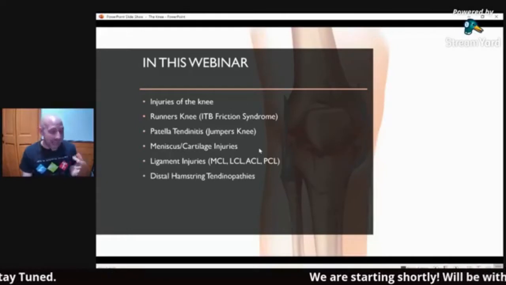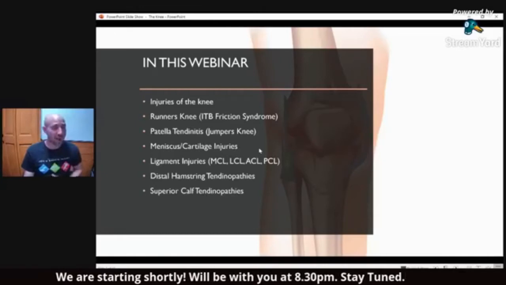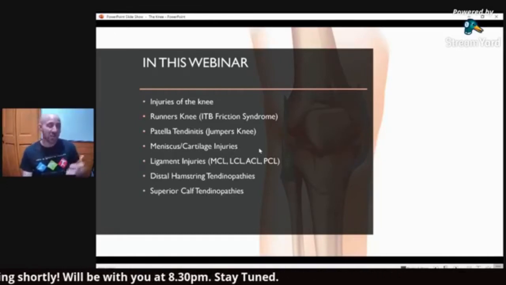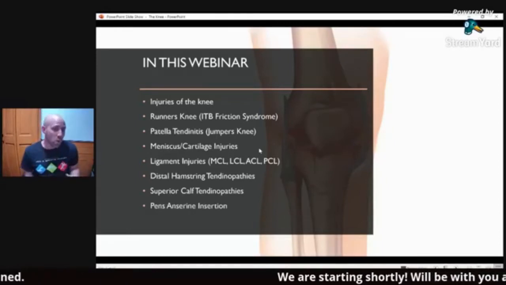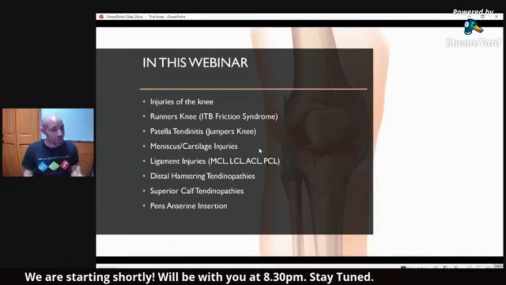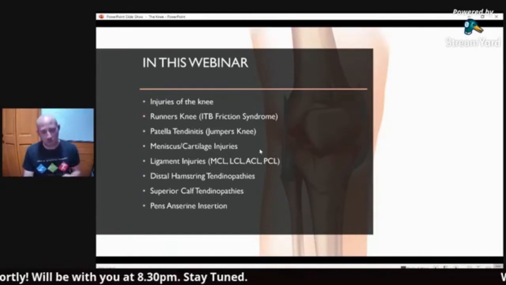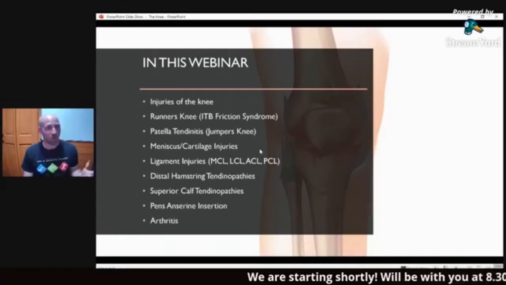We're going to talk about hamstring tendinopathy. So this is the back of the knee pain. We're going to talk about calf tendinopathy. So again, the calf coming into the back of the knee and why that might cause us knee pain. We're going to talk about something called pes anserine. Now, pes anserine is a muscle attachment, which we're going to come on and talk about just below the knee, but can be a common problem for us runners. And finally, we're going to talk about arthritis as well.